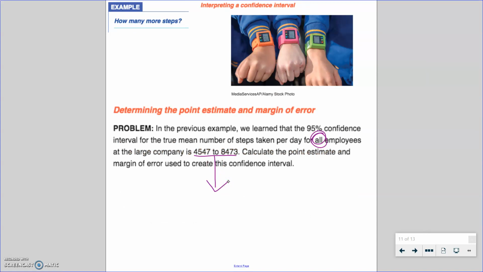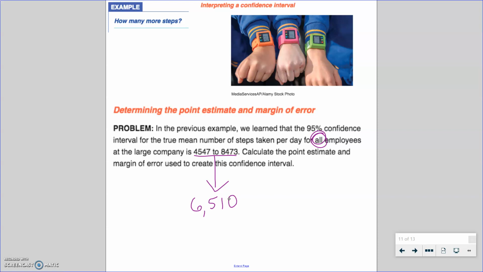Off to the side in my calculator, I'm typing in 4547 plus 8473 and dividing by 2. So if I had to pick a number for the actual true mean for all employees, how many steps they take, I would say 6,510 steps, okay? If I had to pick one number. But we know that's not going to be super accurate, right? We haven't actually gathered the data from every single employee. It's not going to work.